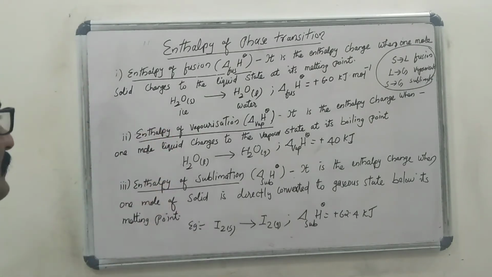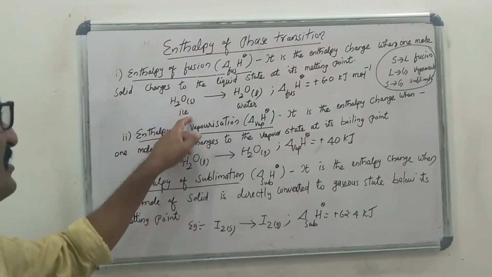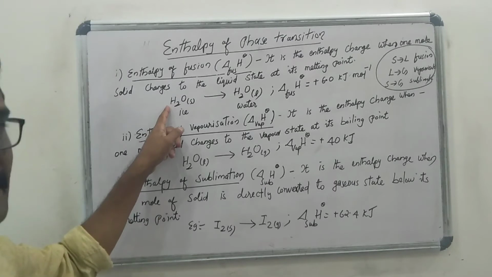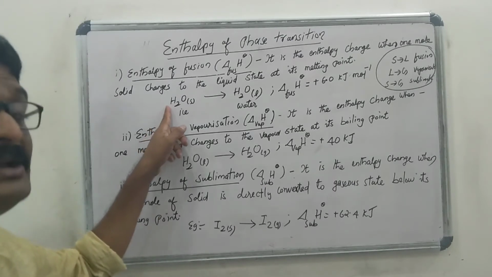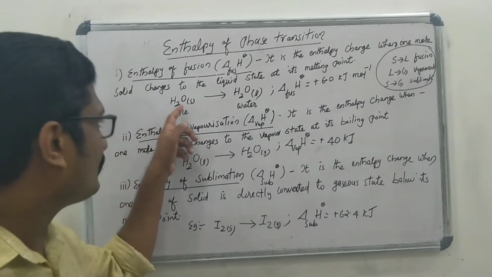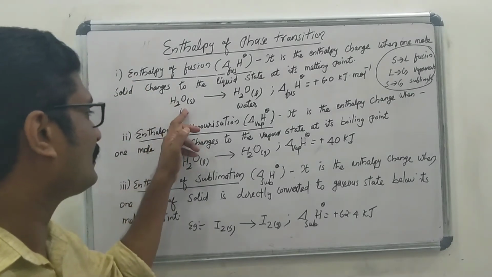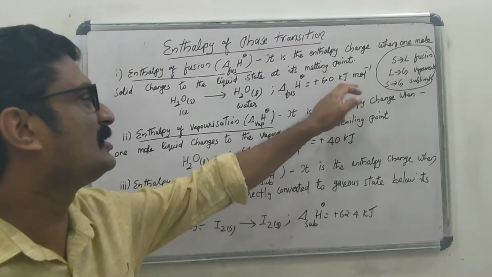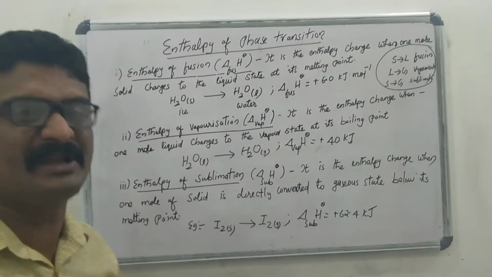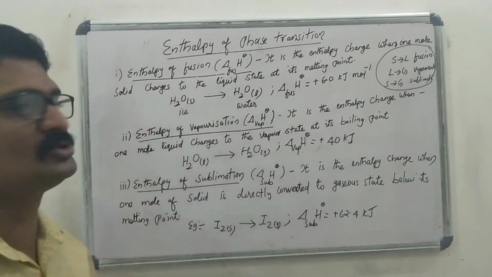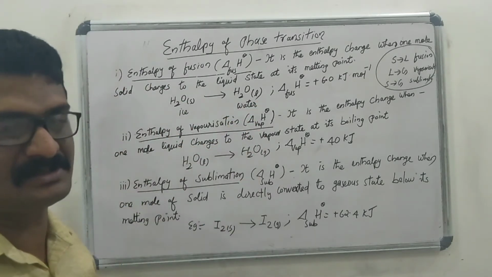For example, the solid form of water, that is ice. 1 mole of ice means 18 gram ice. When it absorbs 6 kilojoule per mole heat energy, it is converted to liquid state.